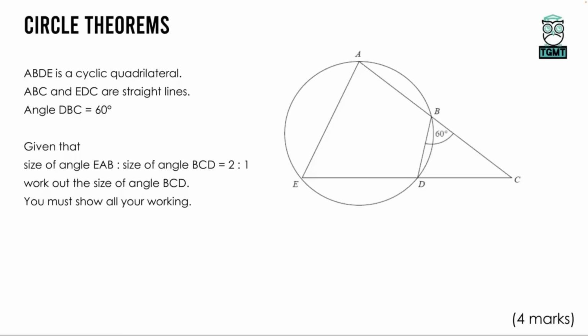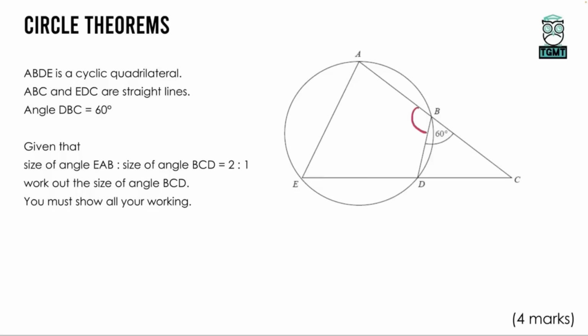Now, our next question is looking at a circle theorem. It says here, ABDE is a cyclic quadrilateral. Well, great, because opposite angles in a cyclic quadrilateral add up to 180. ABC and EDC are straight lines. That's helpful because straight away we can see what this angle next to the 60 is, because that makes a straight line. It says, given that the size of EAB to the size of BCD is 2 to 1, work out the size of BCD. And you must show your working.